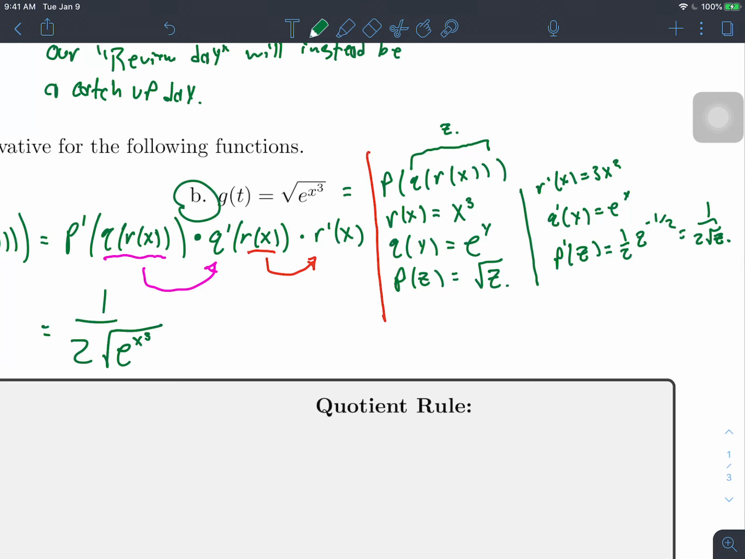All right, so now we should multiply by q prime of r of x. So q prime is just e to the y again. And if we plug in r of x, we get e to the x cubed. And now I have to multiply lastly by r prime of x, which is 3x squared.